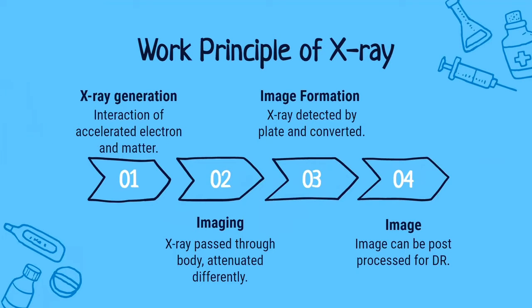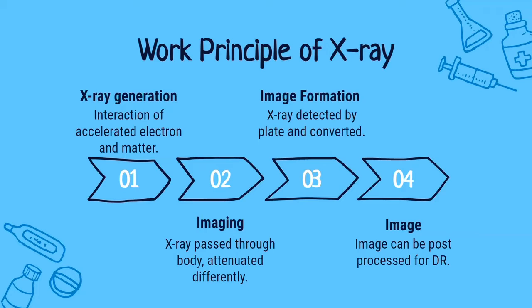Next, moving on to the working principle of the X-ray. We have X-ray generation, which is the production of accelerated electrons that interact with metal to produce X-rays. It can be from characteristic radiation or bremsstrahlung radiation. Next, we have the imaging. The produced X-ray then passes through the body and attenuates differently depending on the part it hits, and this produces different contrast, making heart structure more visible against body tissue.